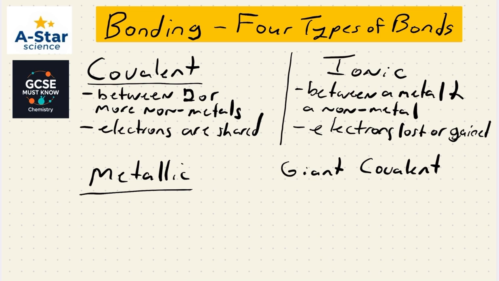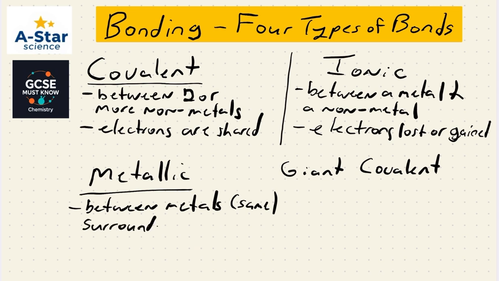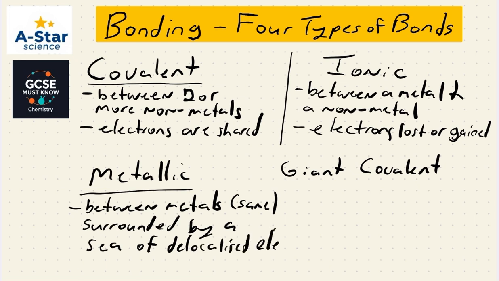Metallic, on the other hand, is bonding between metals, the same type, and are surrounded by a sea of delocalized electrons. And I'm going to go over examples of each one of these in a minute. Delocalized electrons.